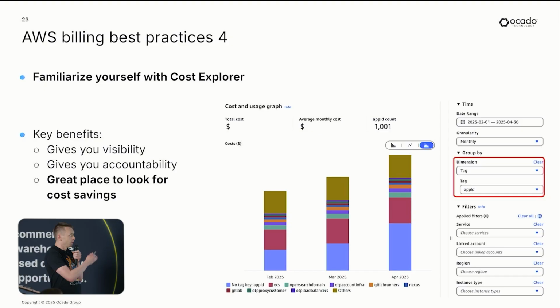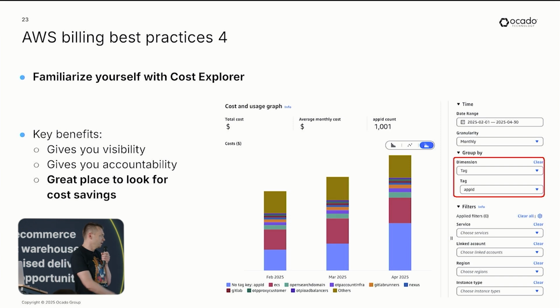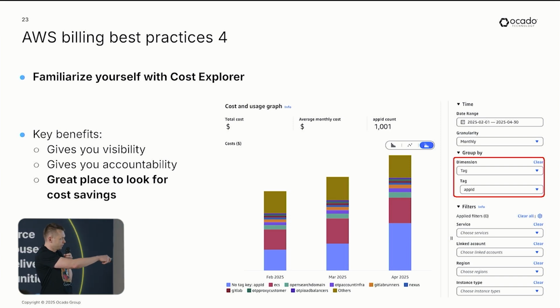Now, speaking about the dashboard, I would advise you to familiarize yourself with the Cost Explorer, which is actually built into AWS. And it's a nice graphical tool which will tell you where you are spending your money. So, for example, in here you see that in Ocado, throughout the duration from February to April 2025, we break down all of the costs based on the tagging, actually the app ID tag. So you see which application is the most expensive one. And there are many options in which you can group that data or filter it out. And the key benefit of using it is that it gives you visibility, and together with a nice tagging policy, it will also give you accountability. And it's a great place to look for cost savings.